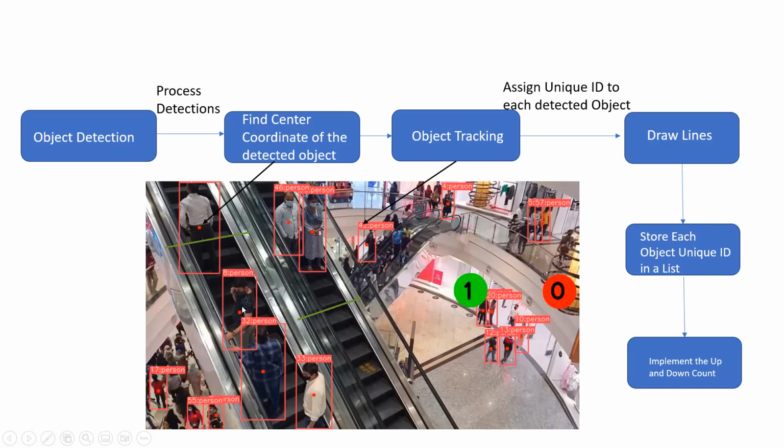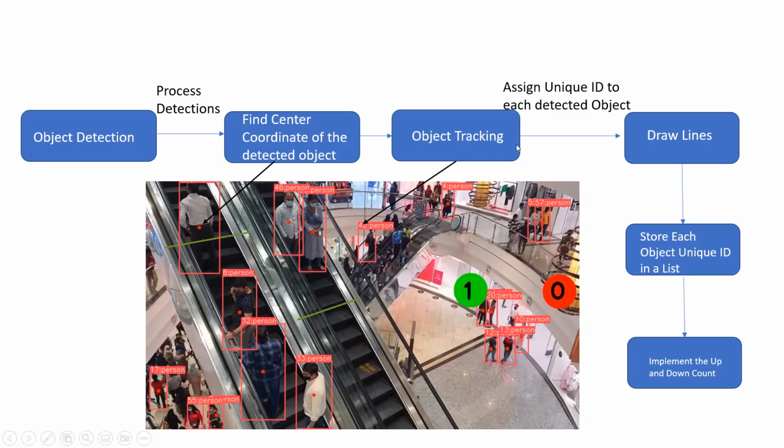After finding the center coordinate, we do the object tracking. We will be using deep sort for object tracking. What deep sort, or any other object tracking algorithm, does is assign a unique ID to each of the detected objects. So you can see that here the person is detected, and 46 is the unique ID, and here 8 is the unique ID. This unique ID is assigned by the object tracking algorithm, which can be any. In this project, I am using deep sort, while you can use sort or any other algorithm as well. So using object tracking, we assign a unique ID to each of the detected objects.